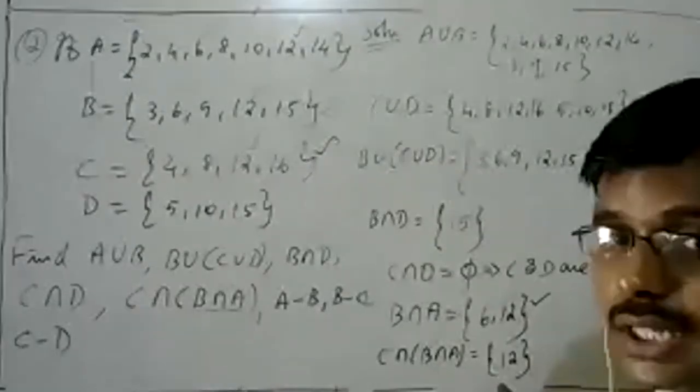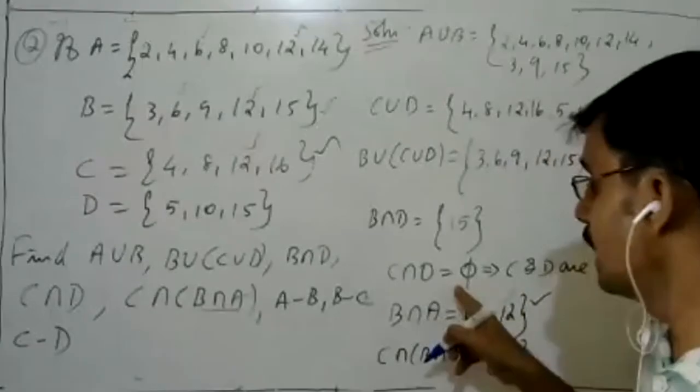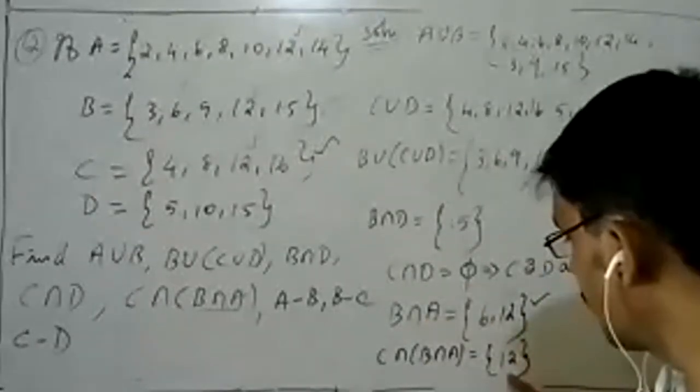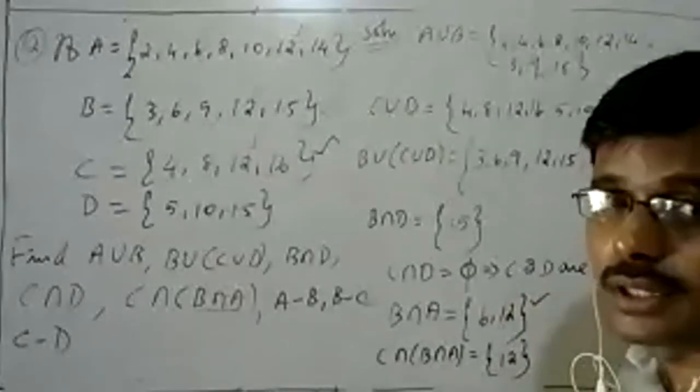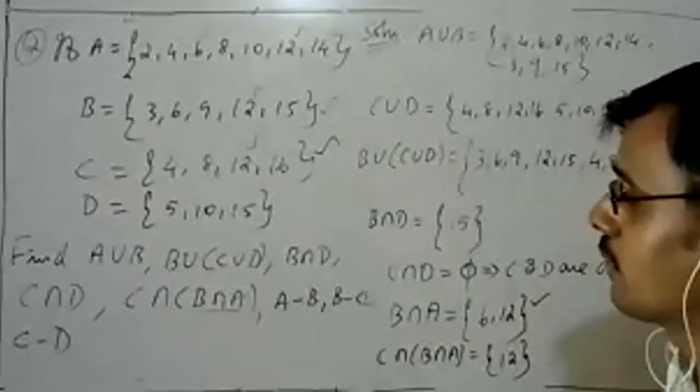Therefore this is called a singleton set. If any set has no elements, that is an empty set. If a set has only one element, that is called a singleton set. This is the singleton set, C intersection B intersection A.